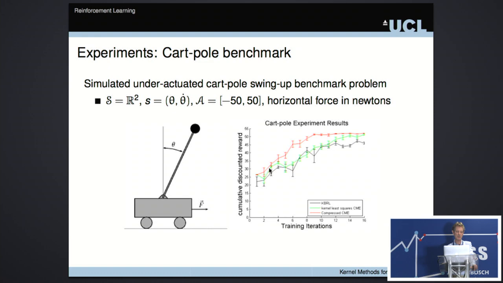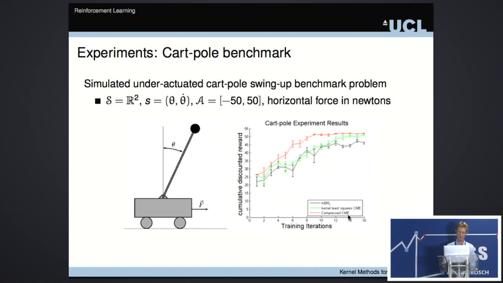The compressed version, which is the one that's performing best, has been optimized to try to reduce the computational cost, but it turns out it actually improves the performance as well in a very nice way. But we're getting up to basically optimal performance after just 10 iterations with this compressed conditional mean embedding approach, which is kind of surprising given that we're not building into the system any knowledge of physics or the dynamics of the system. So it's actually learning the whole dynamics and properties of the system by just observing the performance of this as the policy improves.